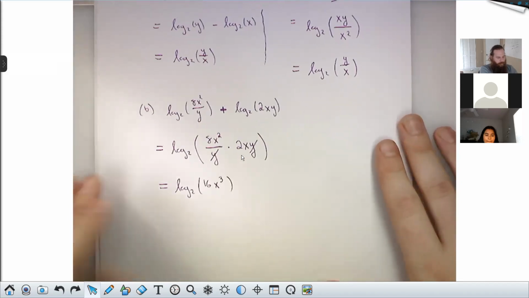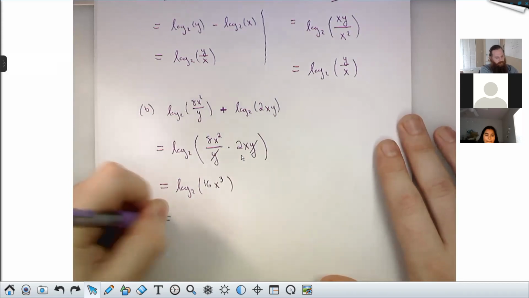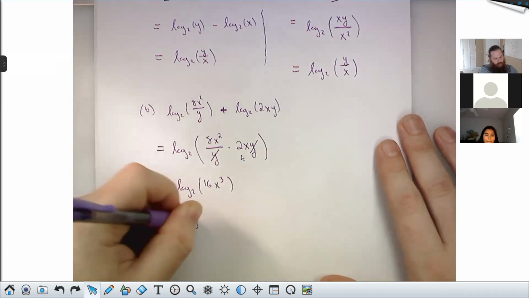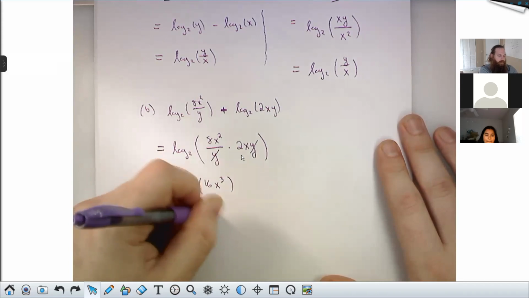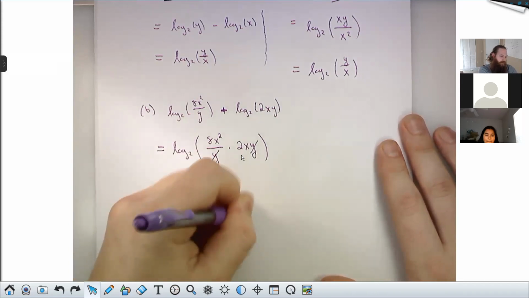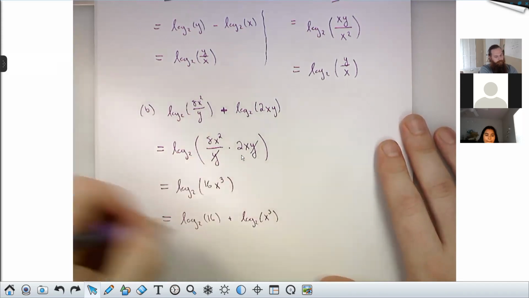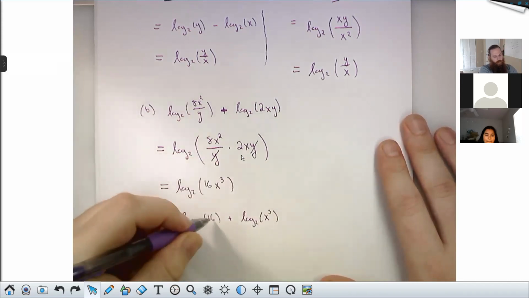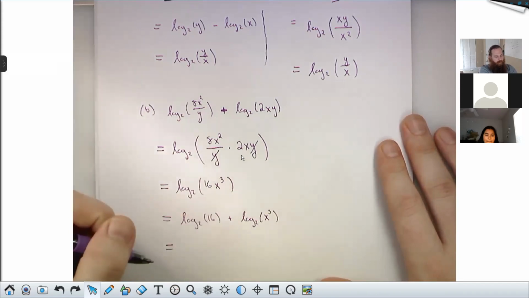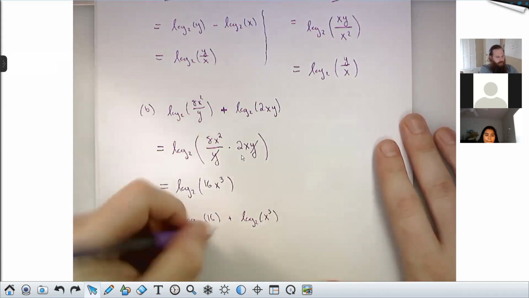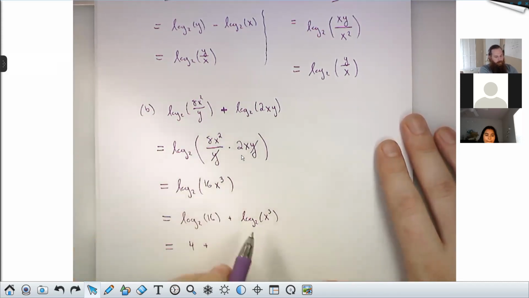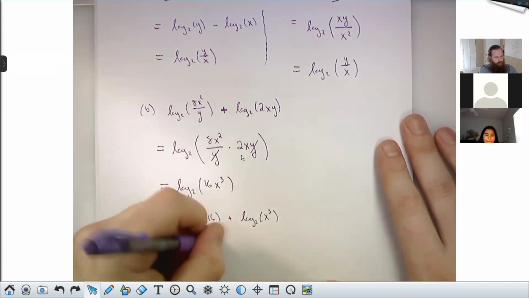And now if you wanted to, we could expand this as the base 2 log of 16 plus the base 2 log of x cubed. 16 is 2 to the 4. So 2 raised to what power is 16? 2 raised to the 4 is 16. And the base 2 log of x cubed, this power can come down.